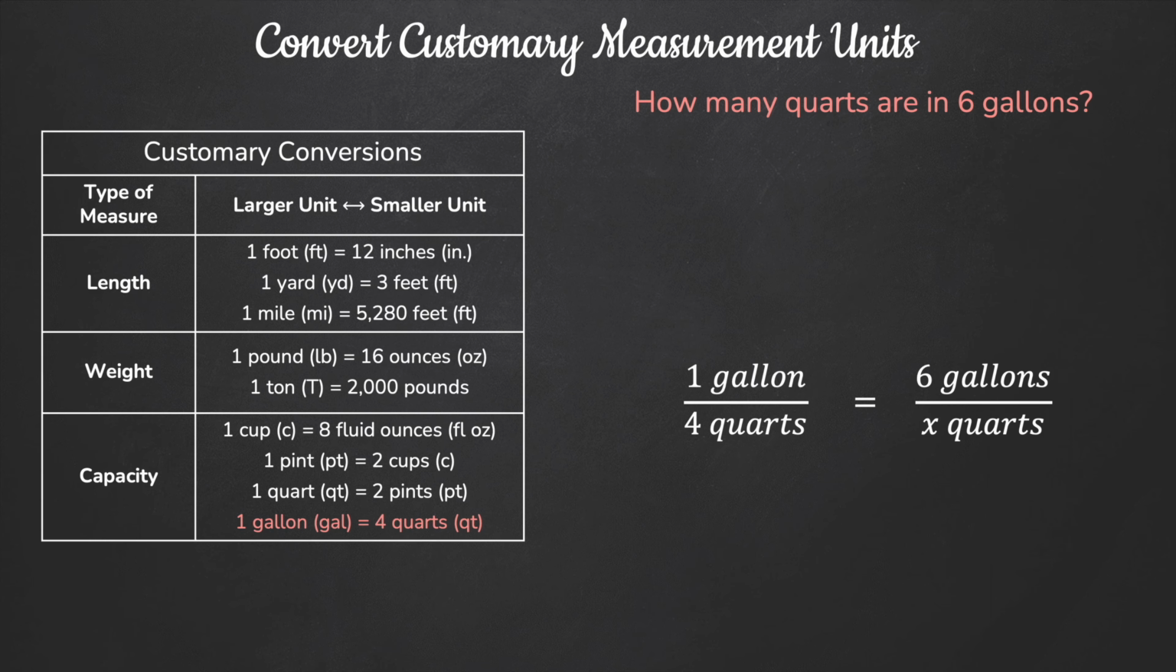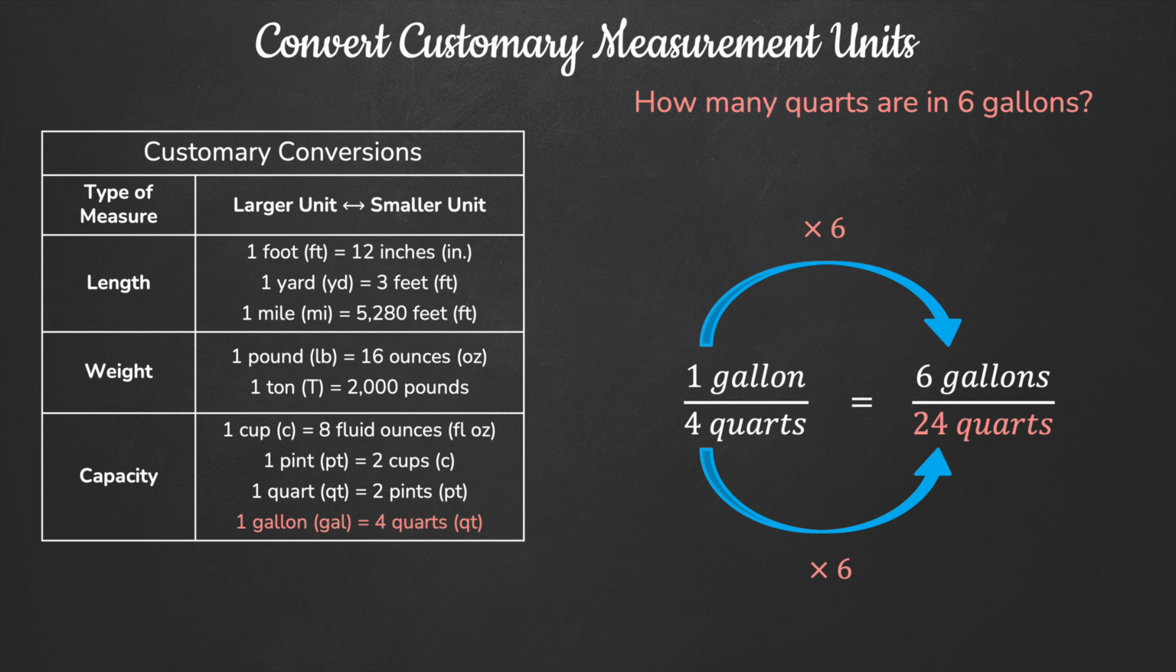And because our numerators have the 2 numbers, we ask ourselves, what do we need to multiply 1 by to get 6? And we know that 1 times 6 is equal to 6. So whatever we do to the numerator, we have to also do to the denominator. So 4 times 6 is equal to 24. So that means that there are 24 quarts in 6 gallons.